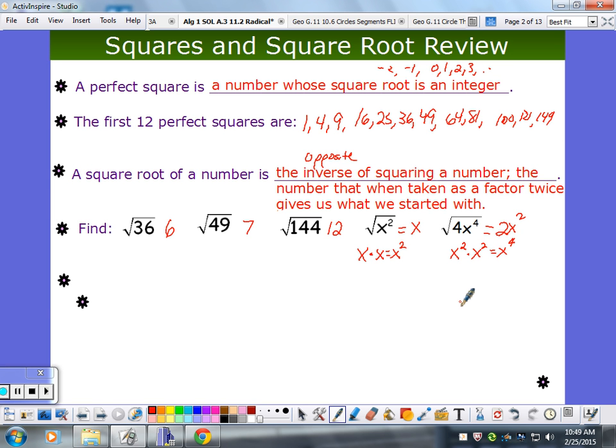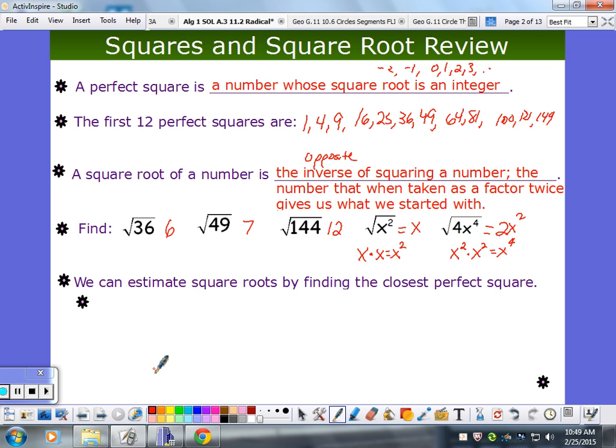Interesting. So I'm just reviewing estimating square roots, because we did this last time too. I just want to make sure we remember how to do this. Estimate to the nearest whole number the square root of 35.